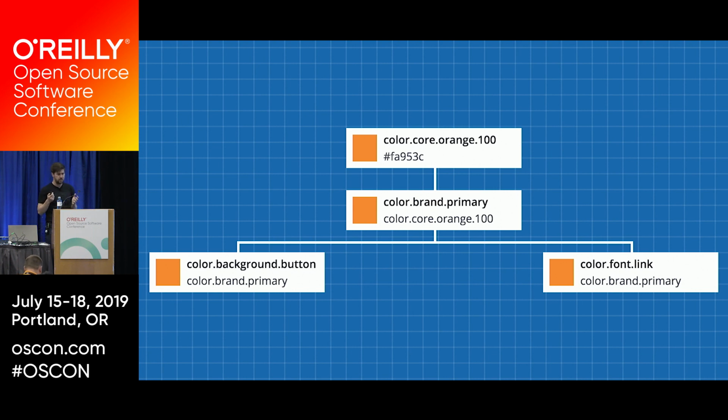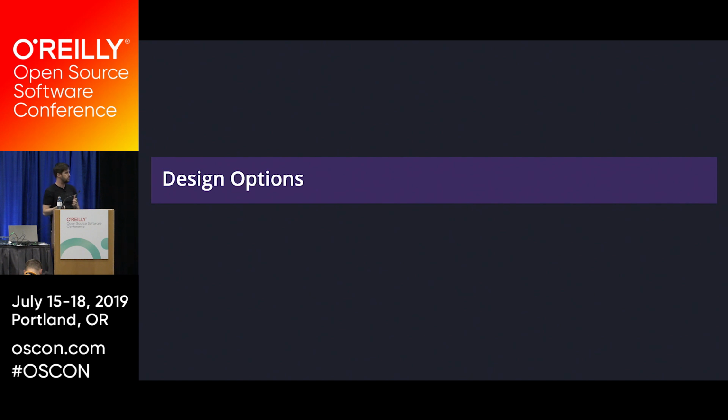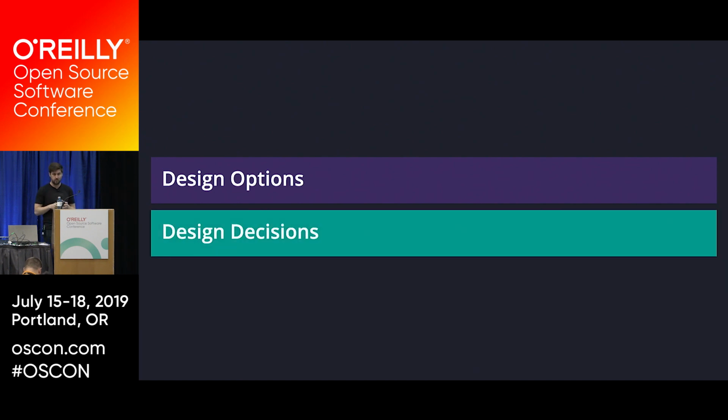And this concept is sometimes referred to as design options versus design decisions. The core color palette are design options. They don't say how you should use it. They just say, here's all the colors that we have. But the button background color is a design decision. It says this is how this color should be applied. And so these kind of separate a little bit of the meaning between different types of design tokens. I'll show another example of what this looks like.